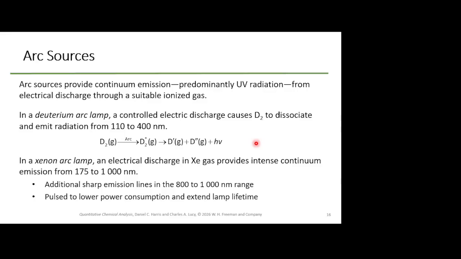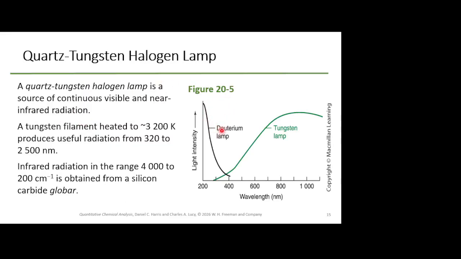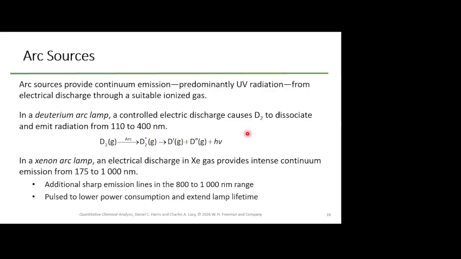So arc sources, this will provide continuum emission, predominantly in the UV radiation form. Electrical charge through a suitable ionized gas. This is the deuterium arc lamp. That's that deuterium lamp we were talking about right there. And so you'll have a controlled electric discharge. It'll cause your D2 to dissociate. This is going to emit radiation from 110 to 400 nanometers. And this is what that looks like. Okay.